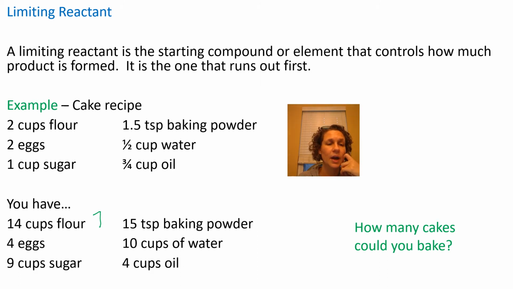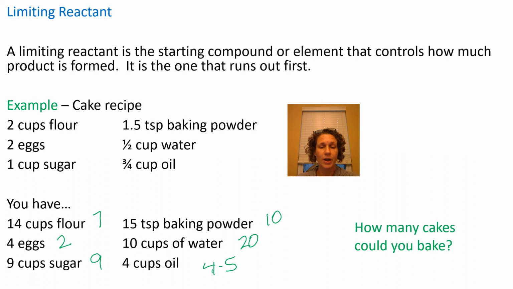I have 4 eggs and I need 2, so from that many eggs I could make 2 cakes. I have 9 cups of sugar and I need only 1, so that could give me 9 cakes. 15 tablespoons baking powder, I only need 1.5, so there I could get 10. 1/2 cup water, and I've got 10 whole cups of water. I'm sure I have a sink, but that's 20. And then 4 cups of oil is what I have, and I need 3/4 cup. Yikes, that's hard math. So that's somewhere around maybe 4.5 or 4 to 5 cakes. We'll go with that.